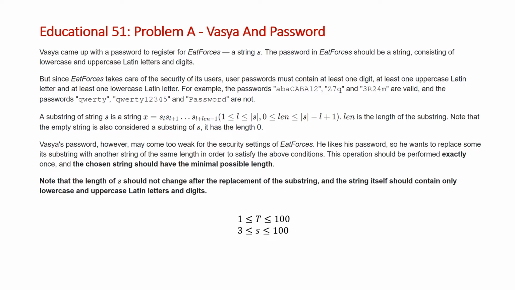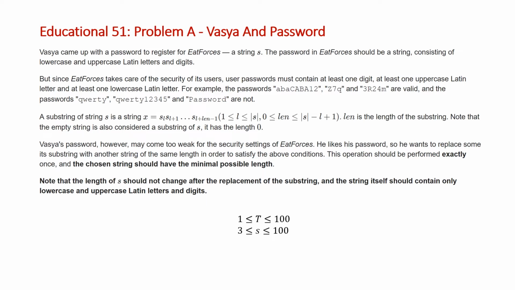But the summary of the problem is that we are given a password and the password needs to meet three criteria. It has to have an uppercase letter, a lowercase letter, and a digit. And if the password is not meeting those criteria, this problem asks us to change the minimum number of consecutive characters to any other character you'd like in order to make this password valid and return the valid password. You're not returning the number of characters that you need to change. You're returning a valid password.